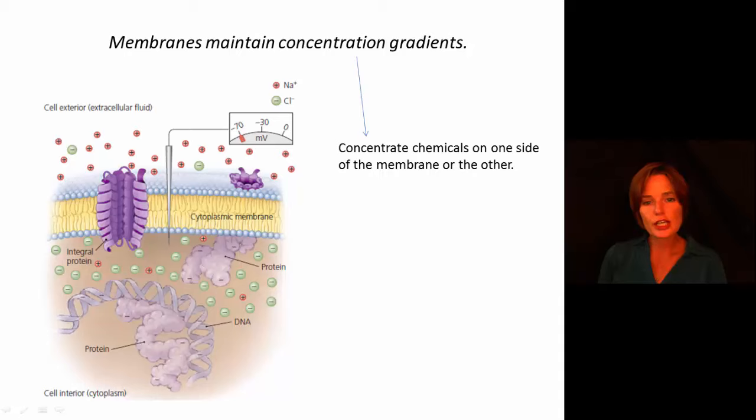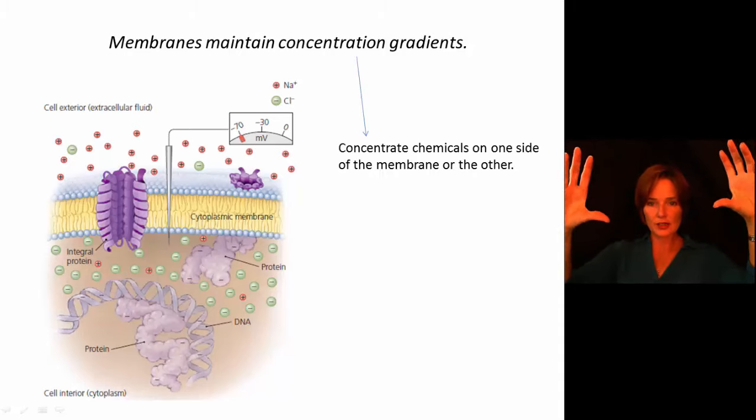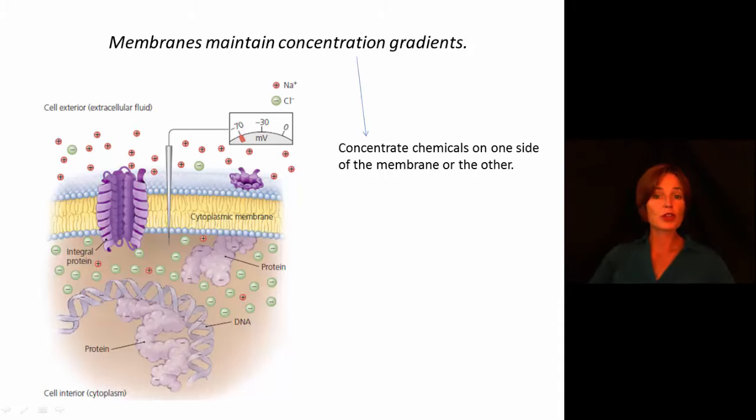So if we're specifically looking at the orange ones, we have more of them on the outside versus inside. And with the green ones, we have more of them on the inside compared to what we have on the outside. And this is typical when we're talking about membranes separating different compartments. We can have different concentrations of things on the two sides.